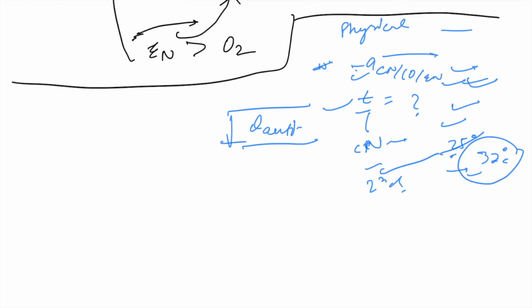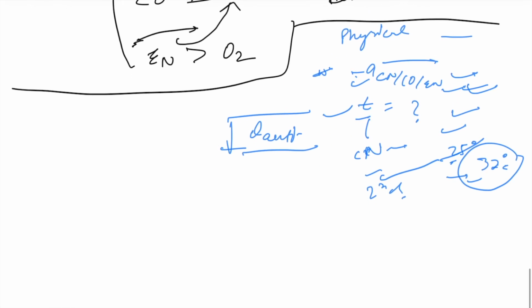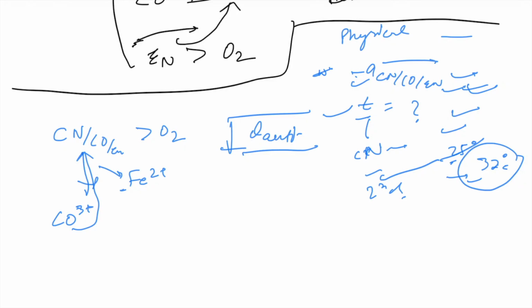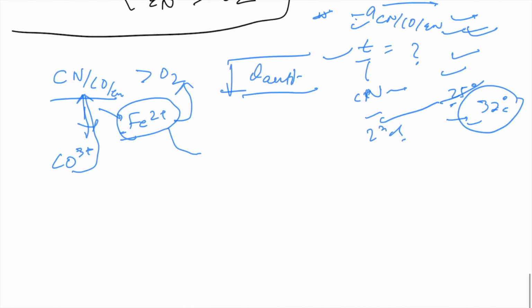And how do they select which antidote to be given? Again, if CN or CO or any electronegative poison has electronegativity greater than O2 and attaches to Fe2 plus to make a bond, then they give something like hydroxocobalamin, which has higher electropositivity than Fe2 plus, and it attracts CN or whatever the poison element is and frees the Fe2 plus, which again starts reacting with O2 and delivers the basic biochemical reaction, right?